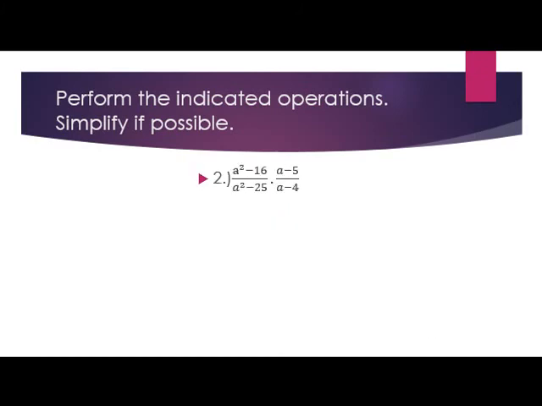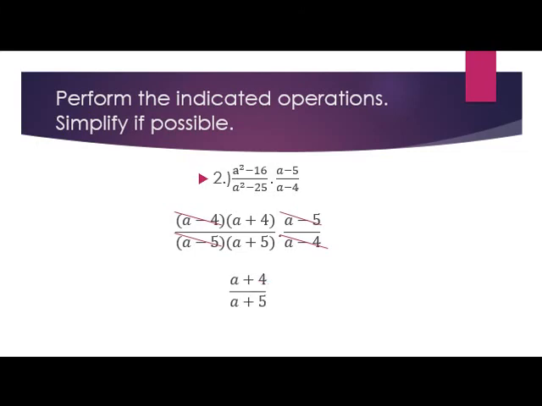I'm going to cancel the first fraction numerator and denominator as the difference of squares. So the top factors as (a minus 4)(a plus 4), and the bottom (a minus 5)(a plus 5). I'll be able to cancel the (2a minus 4)s, one on the top with one on the bottom, and the (2a minus 5)s, one on the top and one on the bottom. I'm left with a plus 4 over a plus 5.